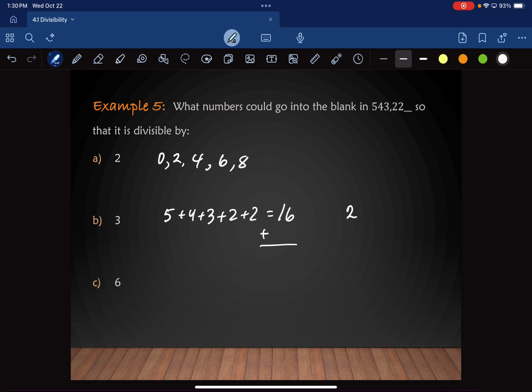Nope. What else could I put in there? How about 5? Would 5 work? Yes. What's 16 plus 5? 21. Does 21 divide by 3? Yep. So 5 would work. There is another one.